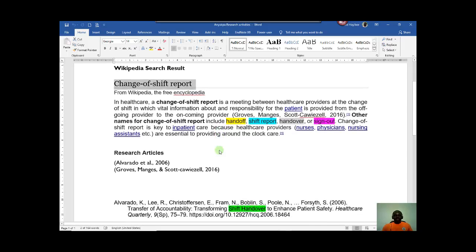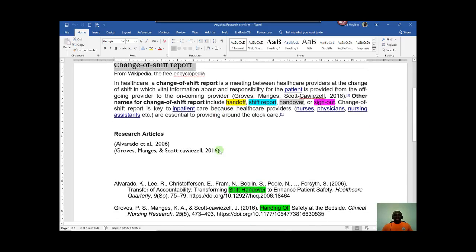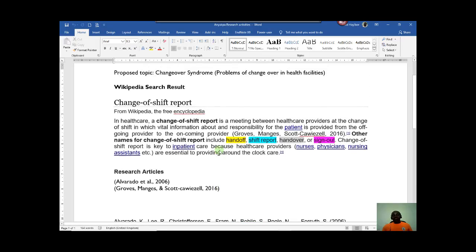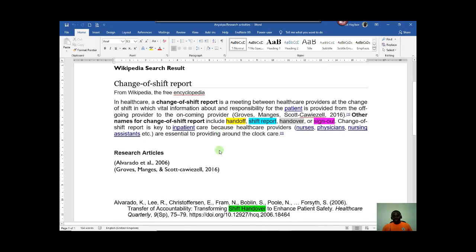But now, just reading a few lines under the Wikipedia definition, you can see that even the Wikipedia name of change of shift report has several other synonyms. It says other names for change of shift report include hand off, shift report, hand over, or sign out. Interestingly, you can see Ruth Anyakpa's change over doesn't even appear in any of these alternative terms for what exactly she wanted to investigate.